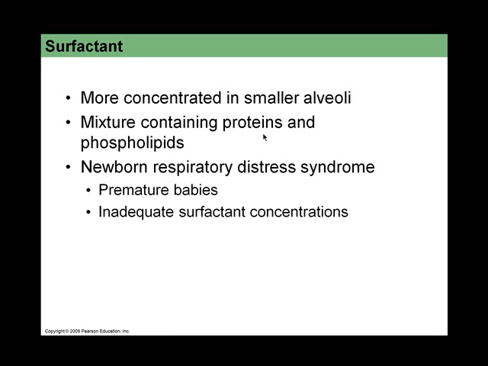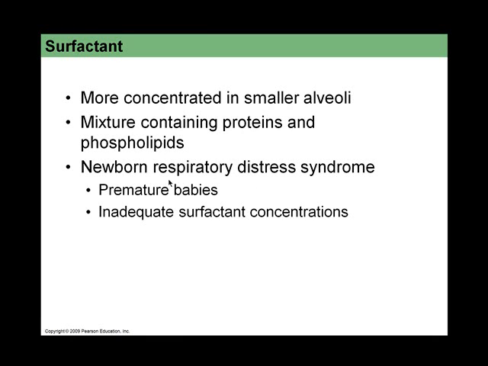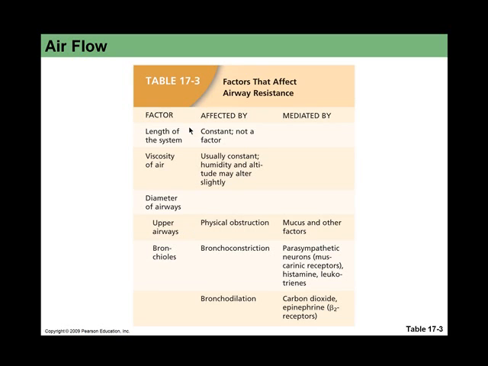It's a mixture containing proteins and phospholipids. Newborn respiratory distress syndrome is related to aberrations of or inadequacies of surfactant. This is often seen in premature babies where the cellular function, the type 2 alveolar cell, simply has not matured to the point to where it can meet the need. So there are inadequate surfactant concentrations.